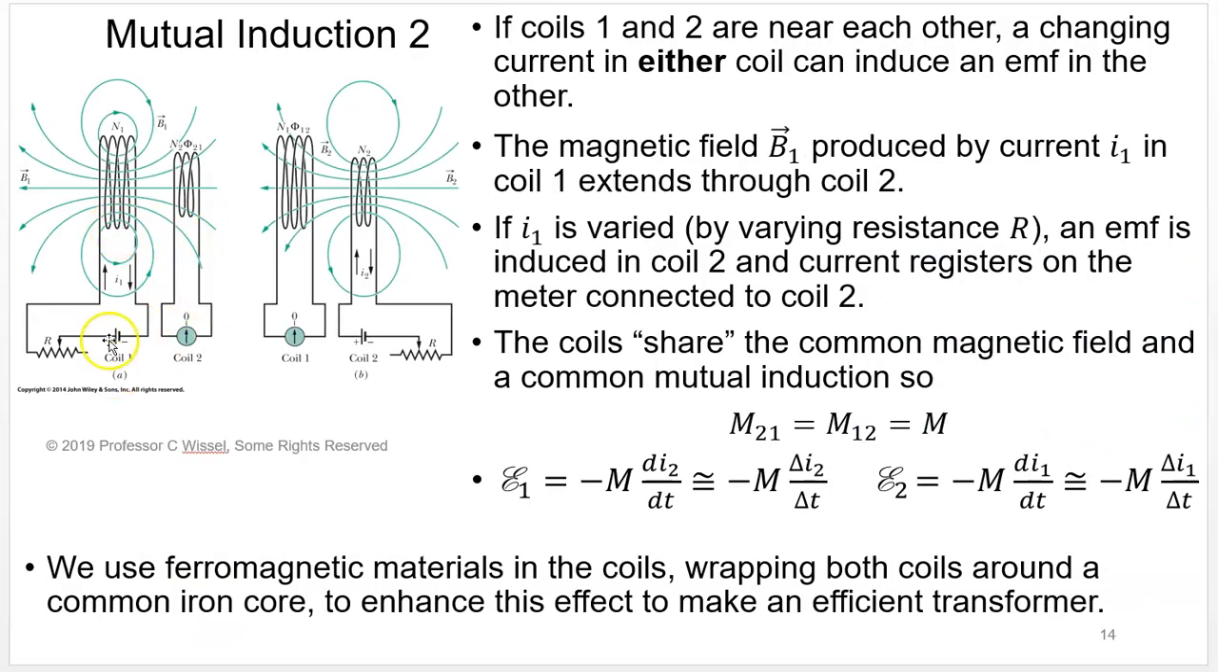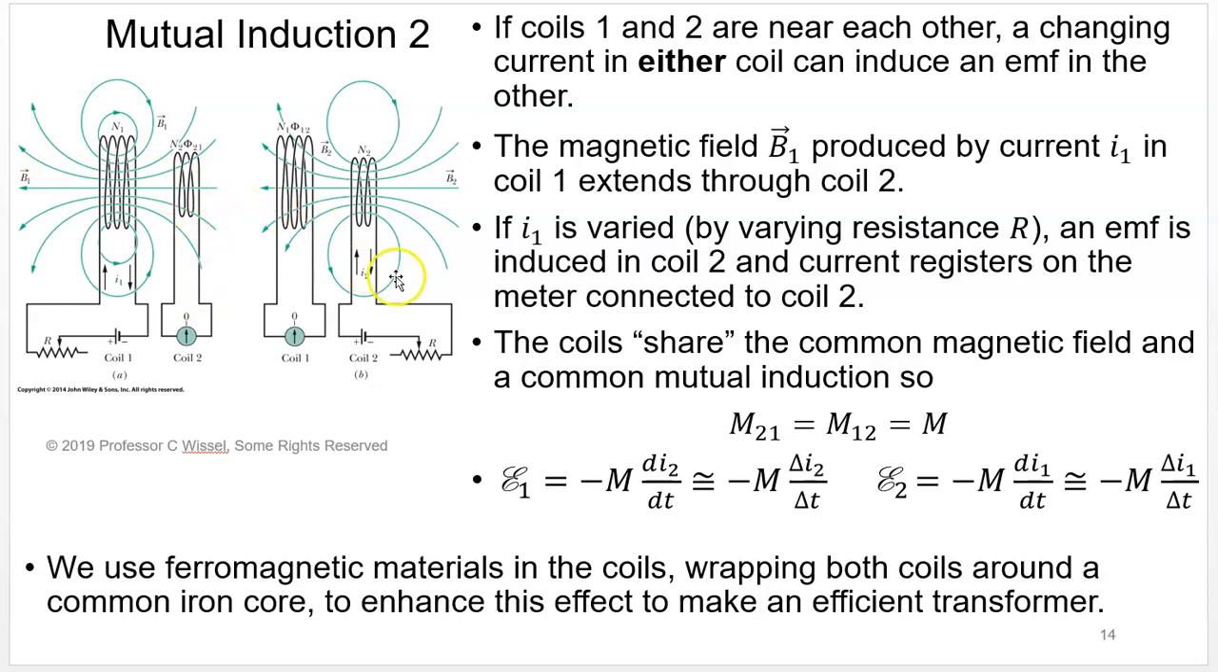Okay, so we have two coils. This is coil 1 and coil 2, and they share a magnetic field by being close to each other. And if coil 1 and coil 2 are near each other, a change in current in either coil can induce an EMF in the other because they're sharing a common magnetic field. The magnetic field B1 in coil 1, produced by current I1 in coil 1, extends through coil 2. So they have a mutual induction. If I1 is varied by, say, changing the resistance here, an EMF is induced in coil 2. And current would register on this meter here. The coils share this common magnetic field and a common mutual induction.